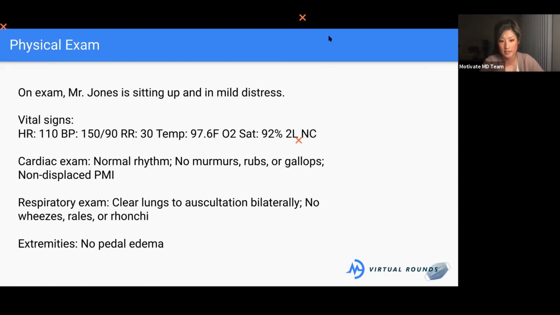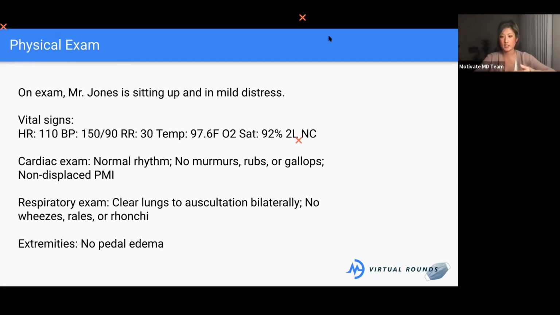Someone mentioned looking for murmurs. So we're on the cardiac exam. Rhythm was normal. No murmurs, rubs, or gallops. We won't get into that right now. And non-displaced PMI. Someone had mentioned checking for an enlarged heart, and I talked about there's that spot on the chest where you can feel the heart beating the most. And if that's moved over to the side, then that might be a sign that the heart is large.